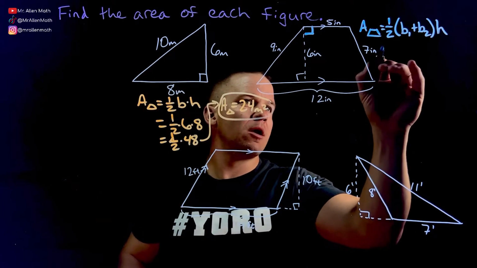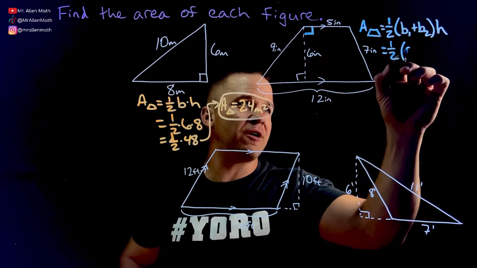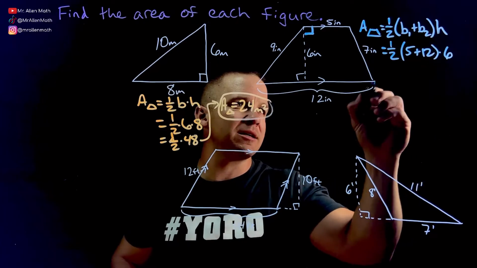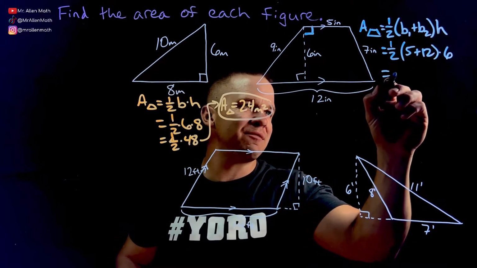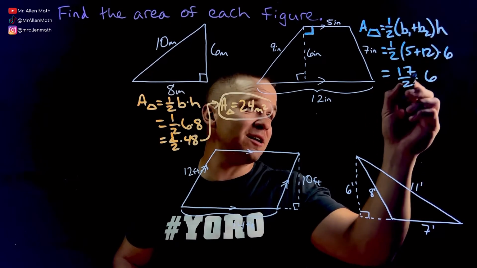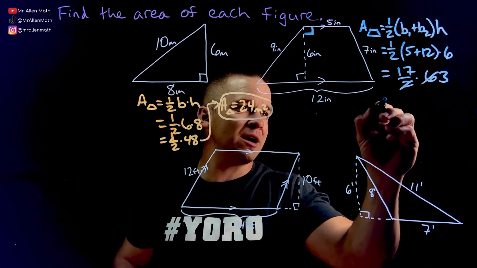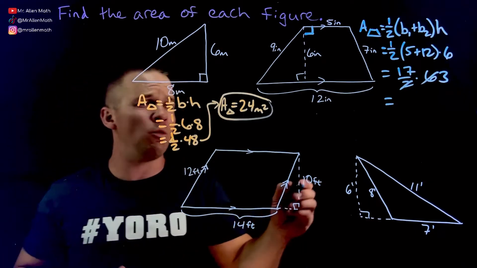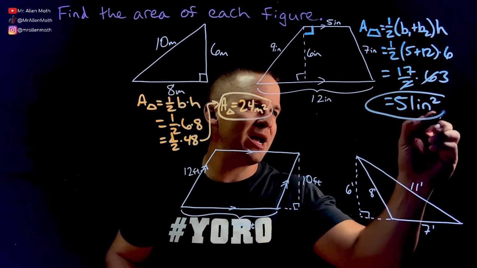So let's plug it in. We've got 1/2 times base 1 plus base 2. It doesn't matter which one's which, we'll go 5 plus 12. My height is 6. That's 17 over 2 times 6. Luckily, our height is even, so I can simplify. Dividing 6 by 2 gives 3. 3 times 17 is 51. 51 inches squared. There's my area.